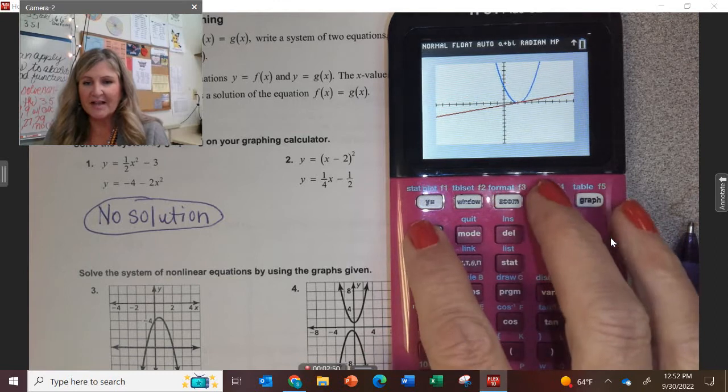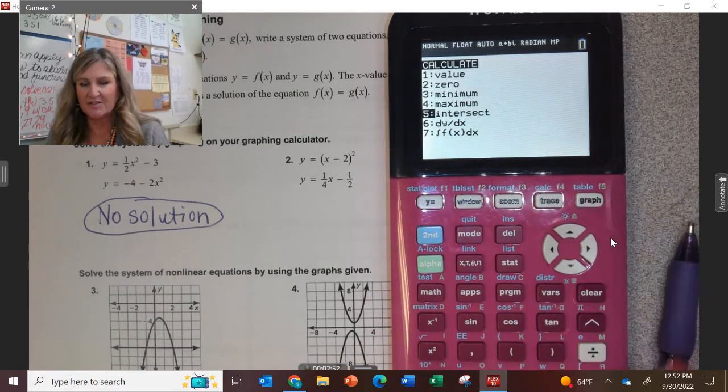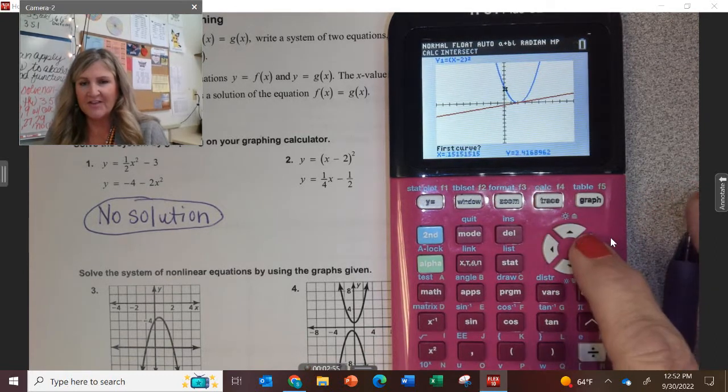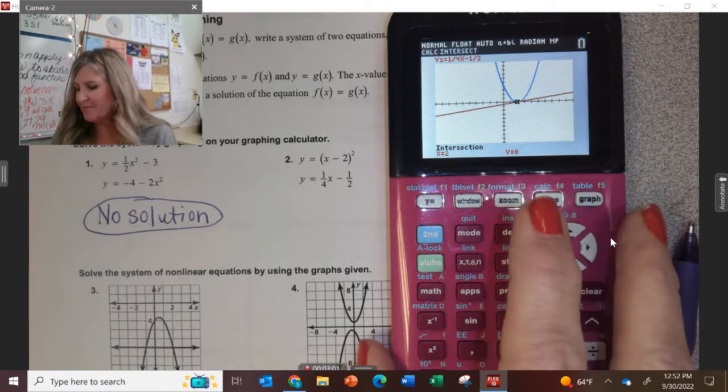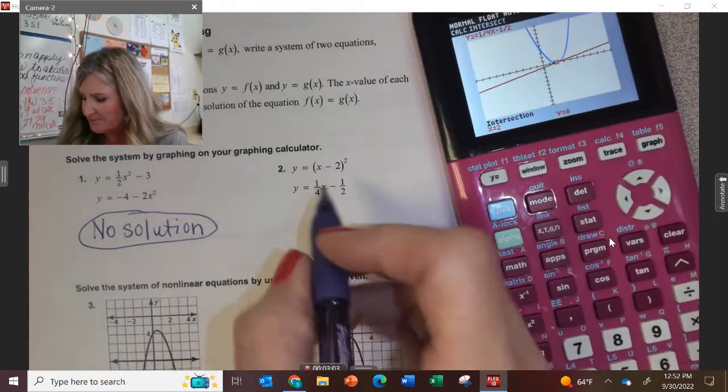If I do a second trace, calculate intersection, and if I just get right about here, watch guys, I do enter, enter, enter. Here's one of my solutions, 2, 0.